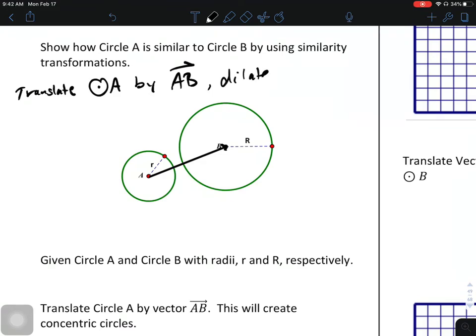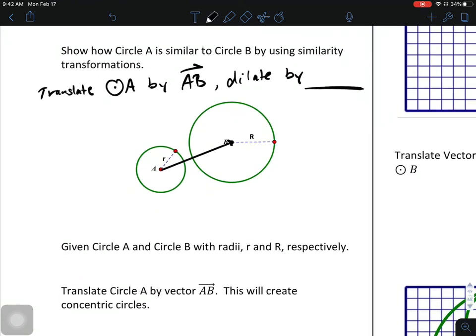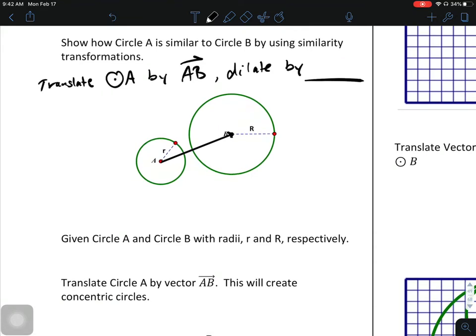Then we're going to dilate by the scale factor. If you recall, what we did in the past was take the pre-image times k, where k is the scale factor, and that equals the image. To get k by itself, that's going to be the image over the pre-image.